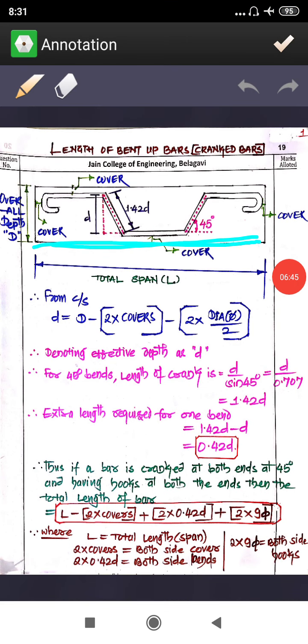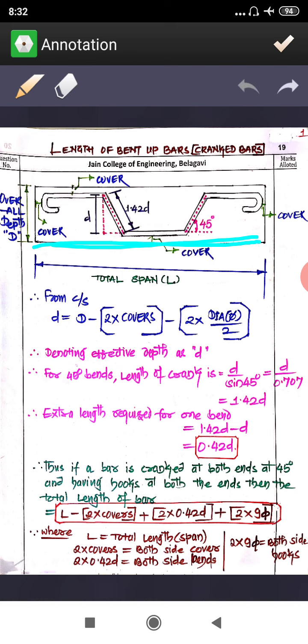To the length you get after deduction of covers, you have to add the extra length for this bent, and also add the two hooks, one on this side and one on this side. That is what I have written here.